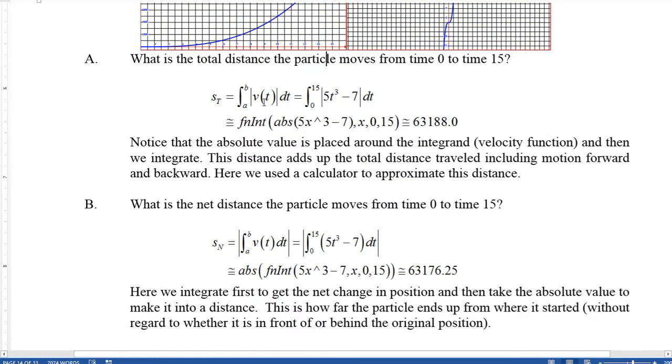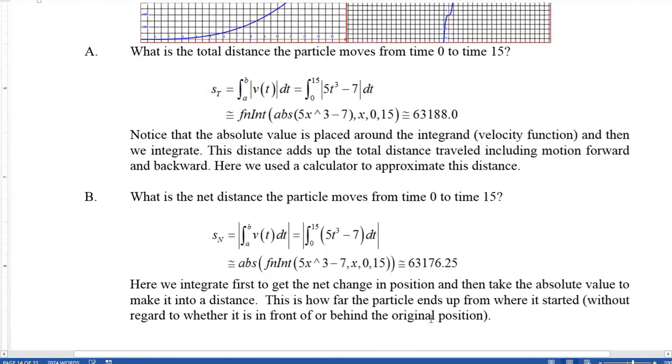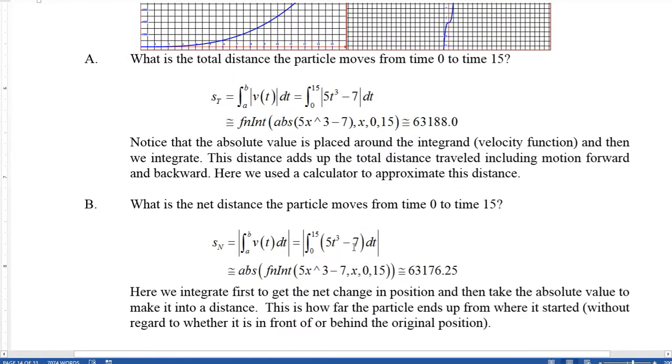So total distance traveled, you absolute value first, then integrate. Absolute value of the velocity, then integrate. And the net distance is integrate the velocity, then absolute value. If you want the actual change in position, no absolute value, could be positive or negative depending on whether you end up to the right or left of the point where you started.